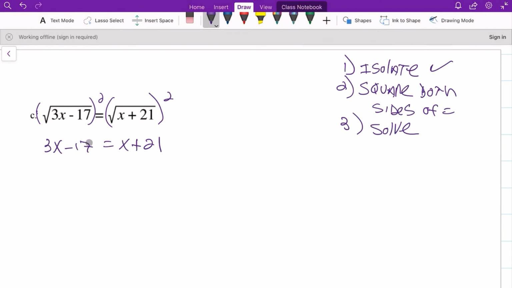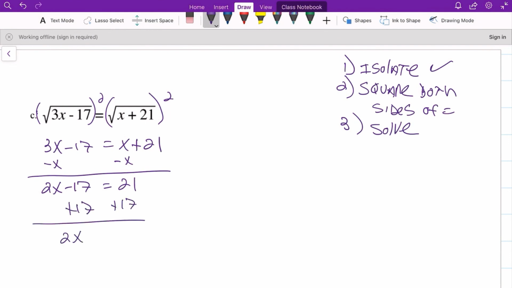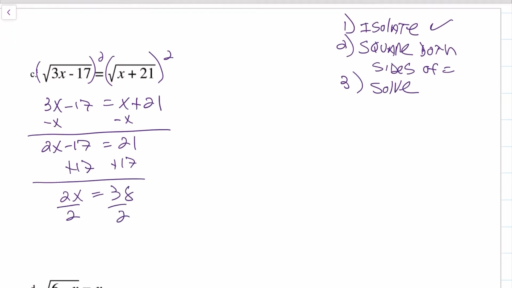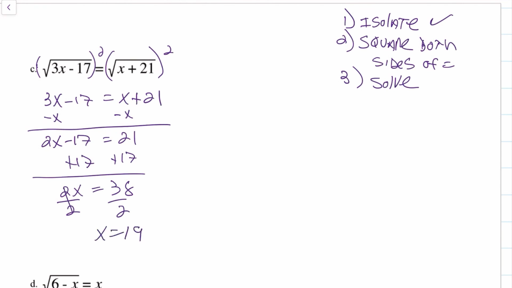I just have x to the first degree on both sides. So I'm going to combine my variables. We're going to subtract x on both sides. I'm going to have 2x minus 17 equals 21. And then we're going to solve for x. We're going to add 17. So 2x equals 38. And then we're going to divide by 2. And we're going to get x equals 19.